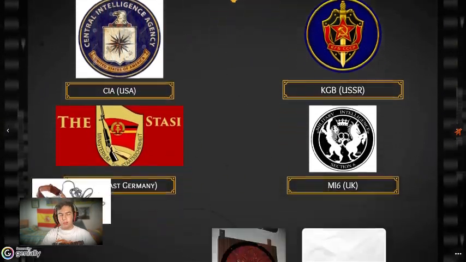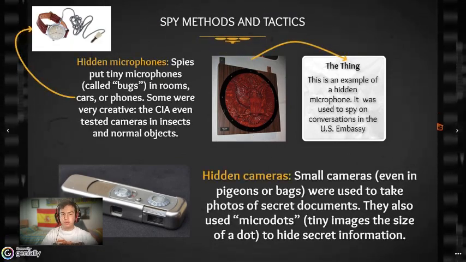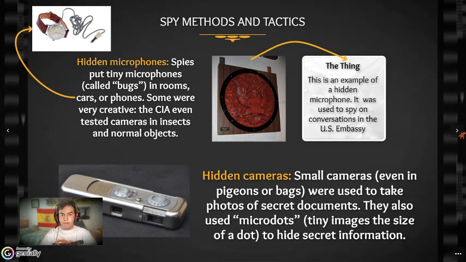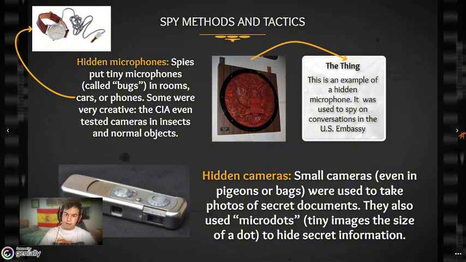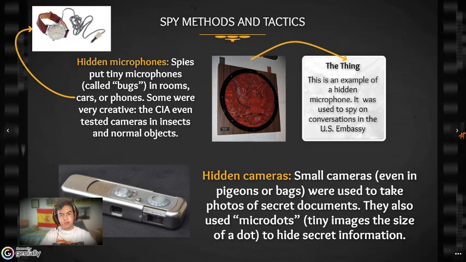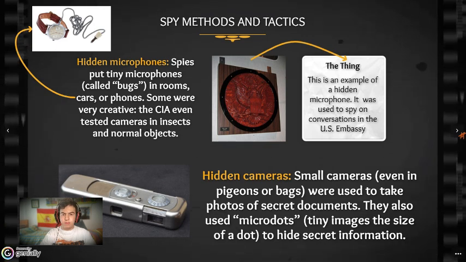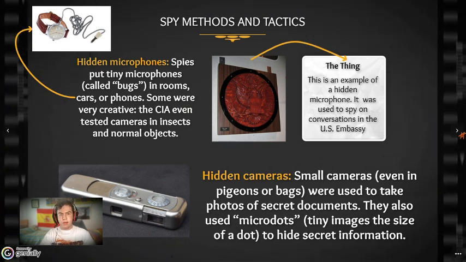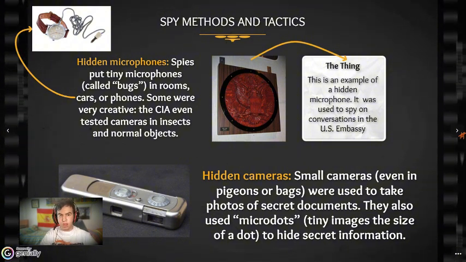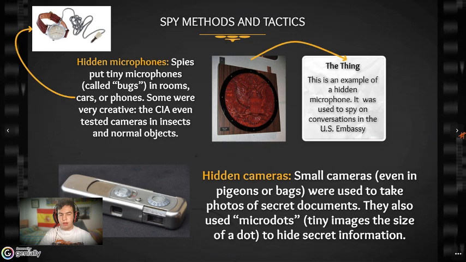Now we are going to explain some spy methods and tactics of these agencies. The principal methods are hidden microphones, cameras, double agents, dead drops, and spy planes and satellites. Start with the hidden microphones: spies put tiny microphones, called bugs, in rooms, cars, phones and other places, and it is very creative.